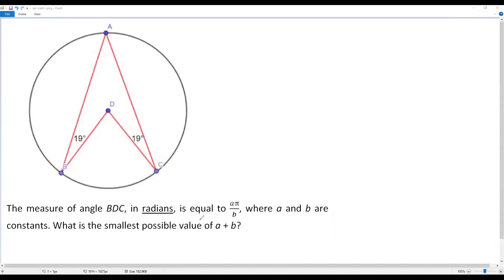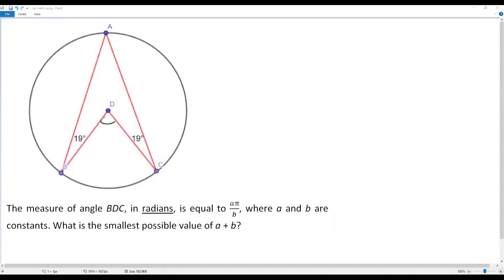Okay, in this problem, our first work is to get the measure of angle BDC in radians. Then I will be getting it in this form, A pi over B, from which we can get the values of the constants A and B. From the values of the constants A and B, we can get the smallest possible value of A plus B. Here, first let's find the position of angle BDC in the given figure.